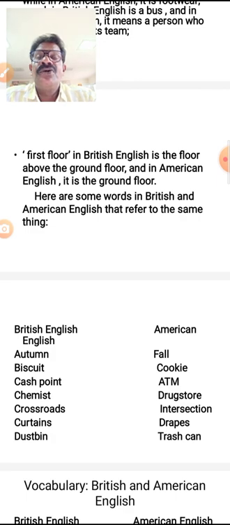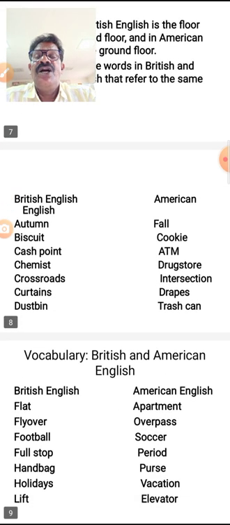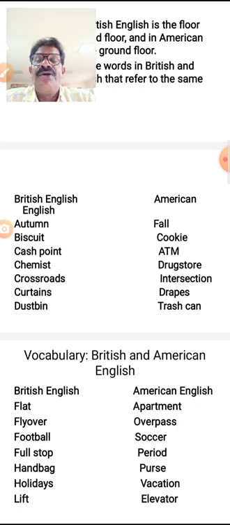Here are some words in British and American English that refer to the same thing. The list of words given in your textbook denotes the difference between British and American words. For example, in British English, autumn, the season. In American English, it is called fall. And in British English, biscuit. In American English, it is called cookie.